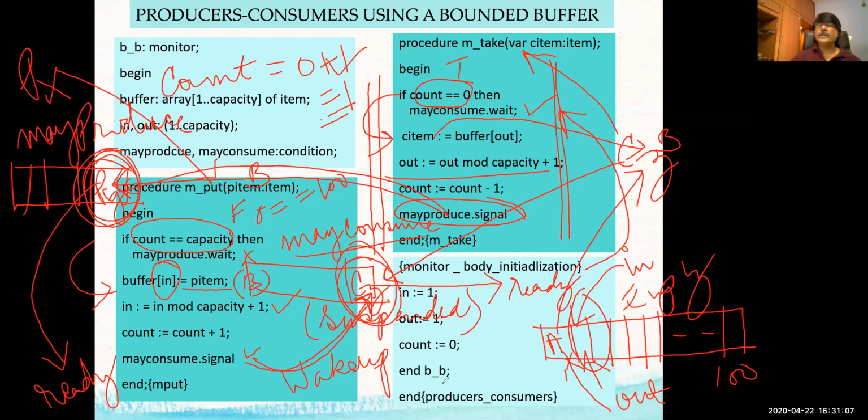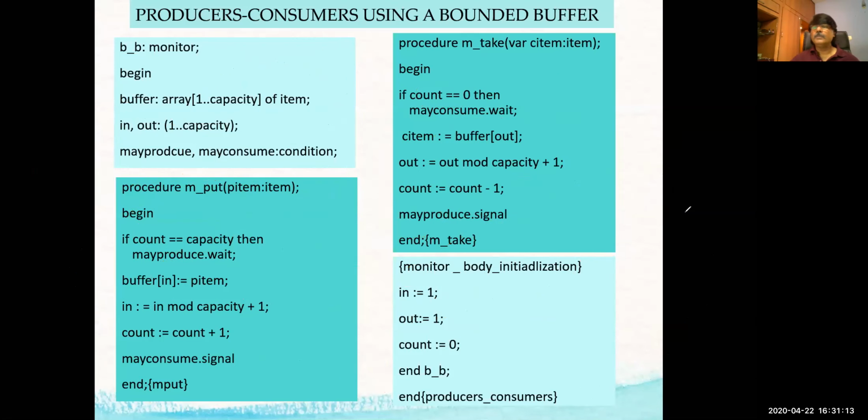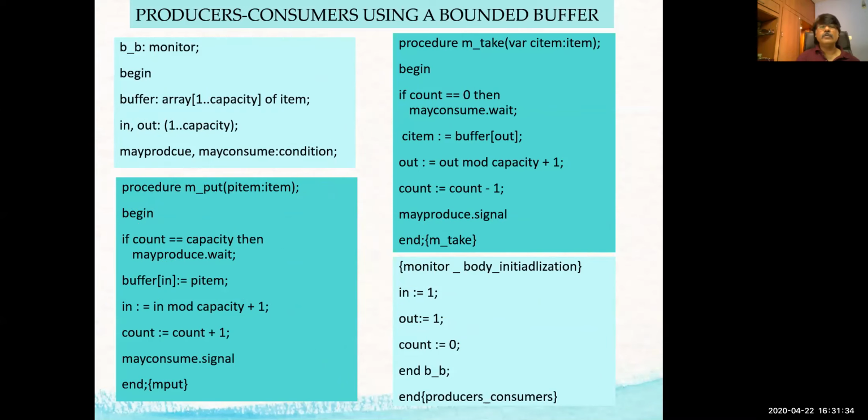So this is the monitor program here, and let us see how the producer program is written and how the consumer program is written. It will be very simple because producer need not maintain the buffer. Producer need not maintain the in pointer, out pointer. Producer need not check whether count is equal to 0 or not. Producer need not increment in pointer. Producer need not know whether the consumer is sleeping or not.